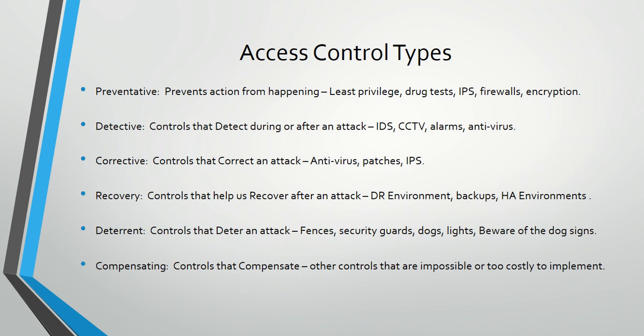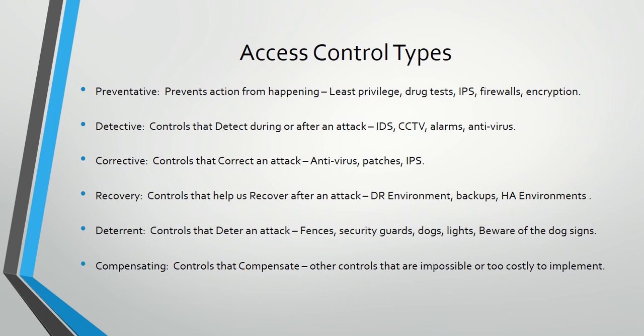A fourth kind is recovery access control. These controls provide methods to recover from an incident, for example, disaster recovery, backup or a high availability environment. In all of these controls, we make sure that if one server goes down, then the other equipment will take over and we will come back to our original state.